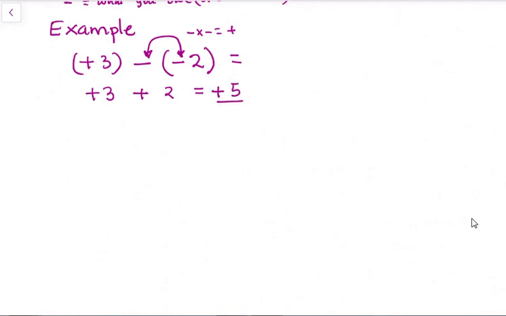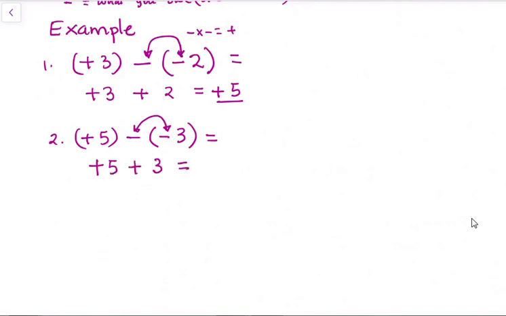As we go through these examples, you will continue to see this. We have plus 5 minus minus 3. Again, we want to give attention to these middle signs. So minus times minus will give us positive. So positive 3. And if we add 5 and we have 3, if we combine the two together, it's going to give us positive 8.